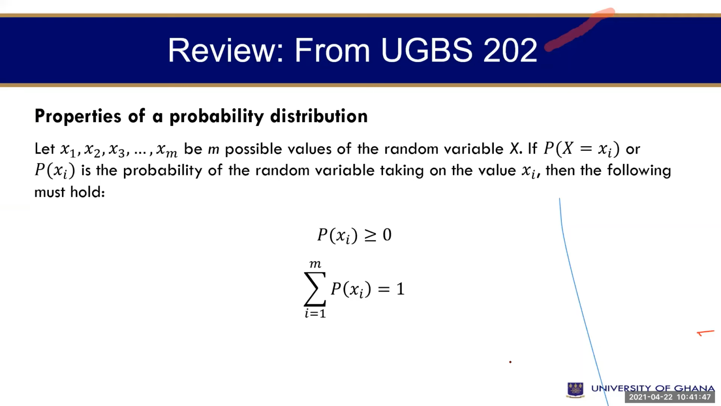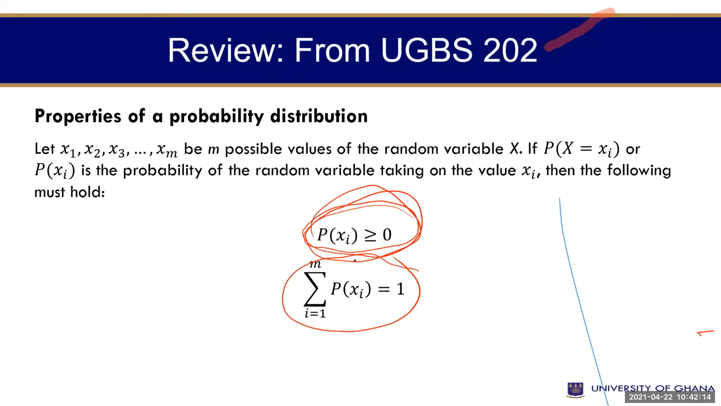For properties of a probability distribution, if we have a possible random variable, the probability of the random variable taking on a value xi is expressed as this. But we can say that the value xi, its corresponding probability, should be greater than or equal to zero. It cannot attain more than one, as we've also indicated. It cannot be more than 100 percent.